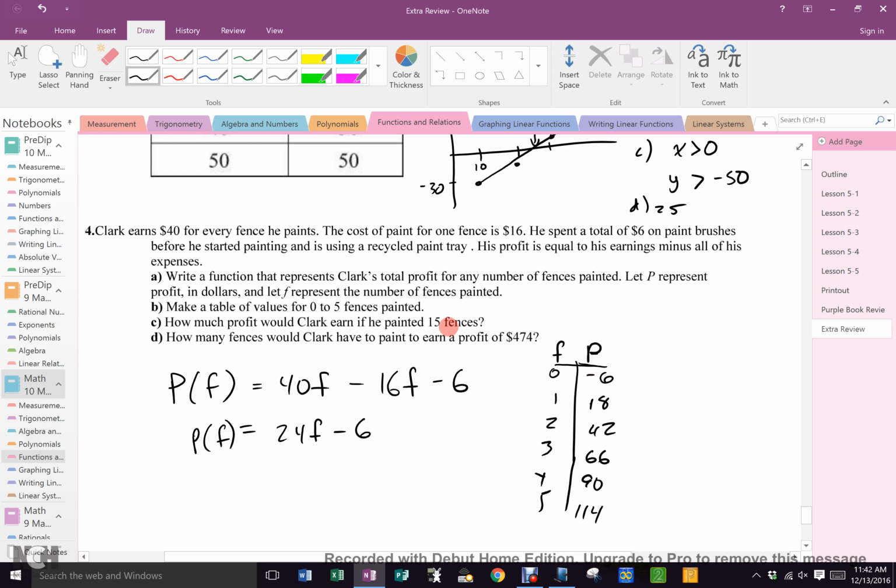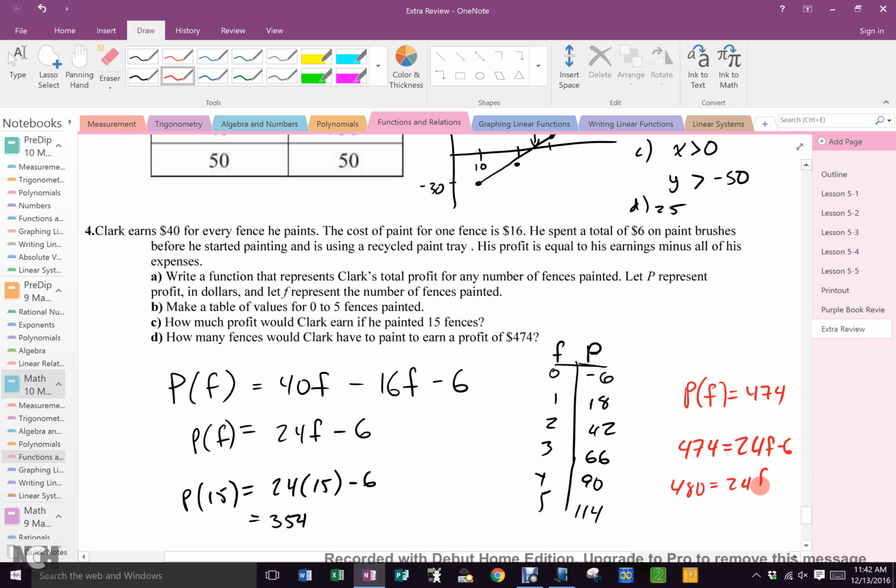How much profit if he makes 15 fences? P of 15 equals 24 times 15 minus 6, which equals $354. And the last one, P of F equals 474, so I have to do 474 equals 24F minus 6, 480 equals 24F, F equals 20 fences, and that's it.